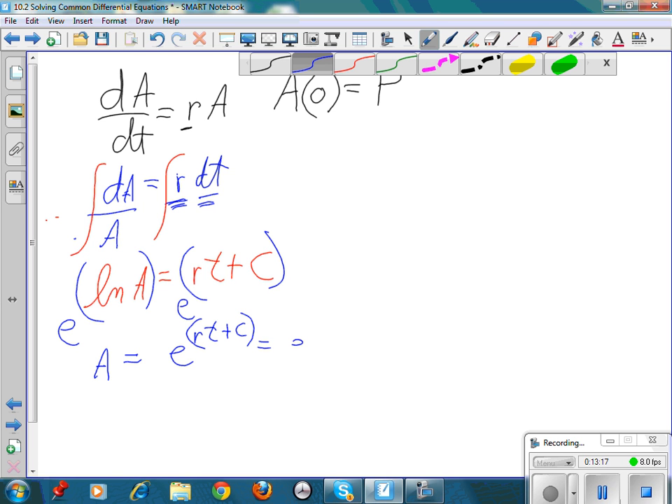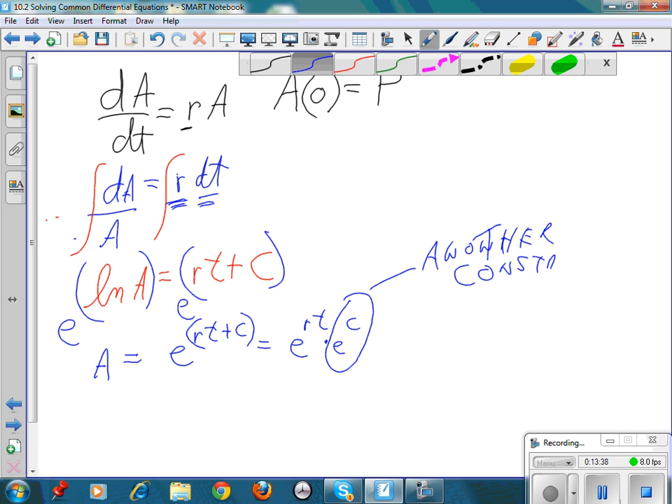but let's use a couple properties of exponents. This is also equal to e to the RT times e to the C, right? But e to the C, that's just another constant. So we say e to the C is just equal to another big C. Big C, e to the RT. So A is equal to C e to the RT.